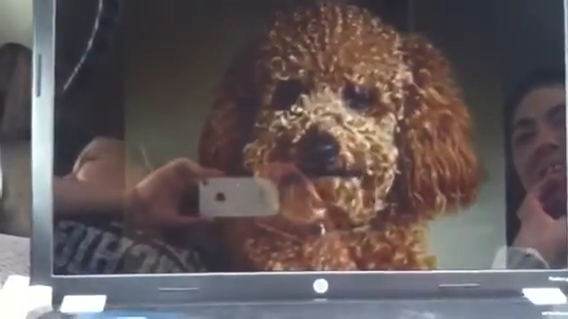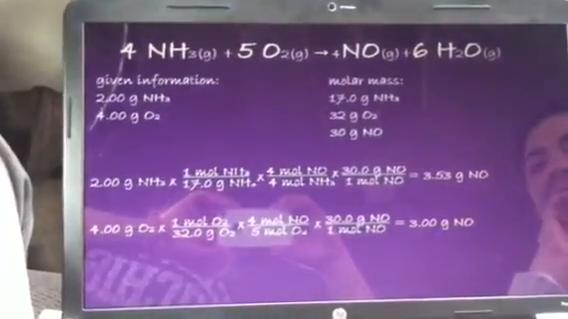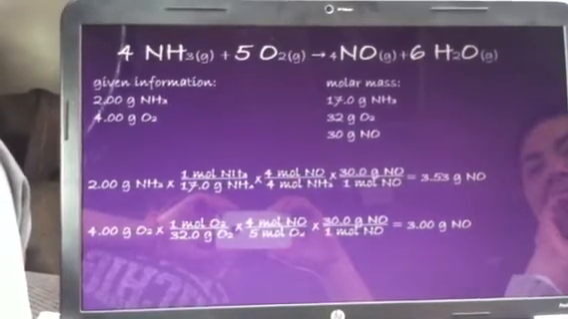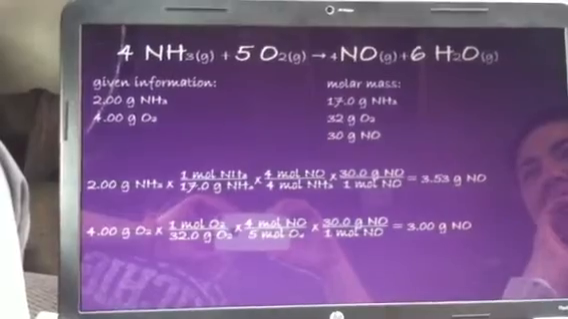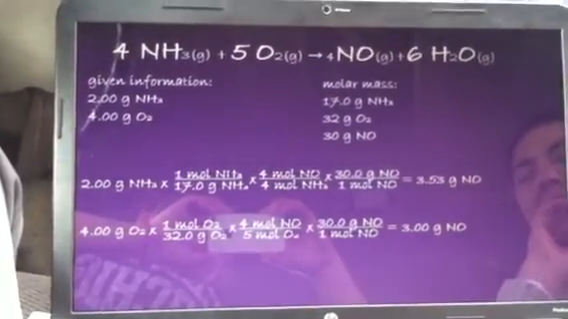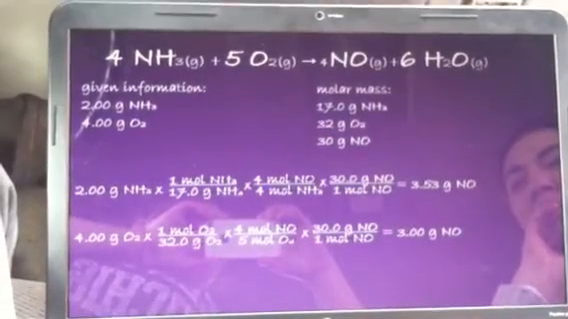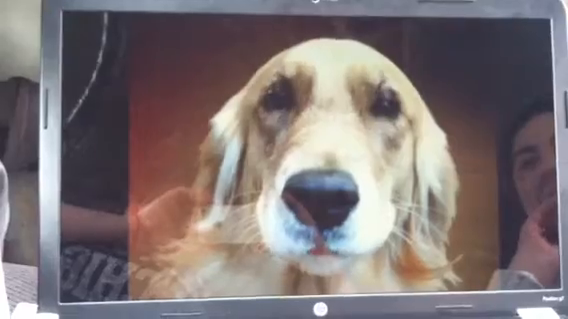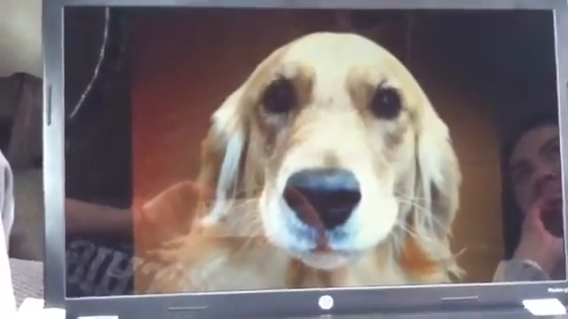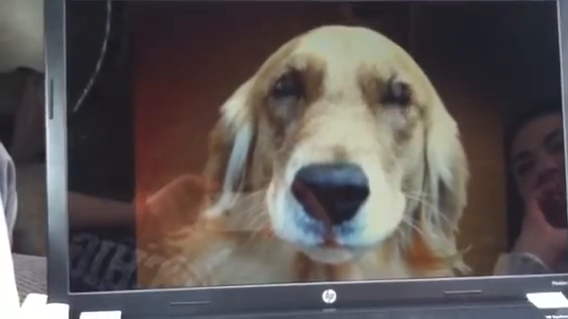And here are our results from our calculations. The reactant that produces the lesser amount of product in this case is oxygen. Therefore, that is our limiting reactant.